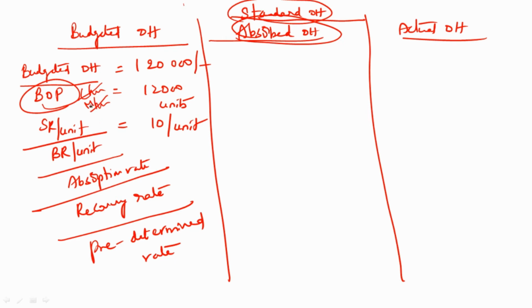Are you able to get me? So budgeted machine hours, or budgeted labor hours, or budgeted output. I have chosen this particular method, therefore I went with this. All these things will be done before your financial year starts.